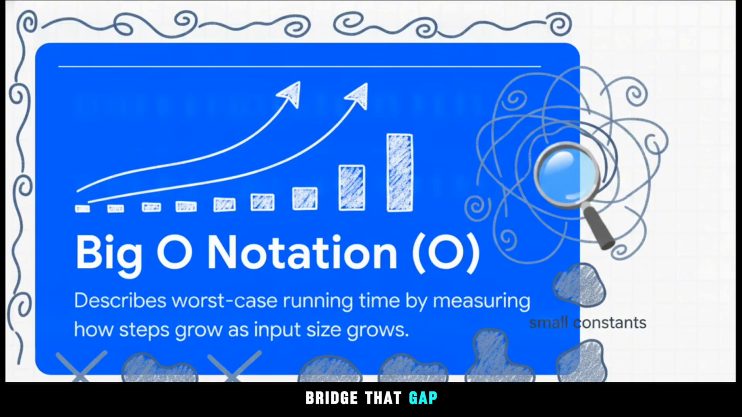To bridge that gap, computer scientists use something called Big O notation. We don't care about a few milliseconds here or there. We care about what happens when your data scales to millions or billions of items. Big O measures how the number of steps an algorithm takes grows as the input size gets larger. And because we're really only looking at that massive worst-case scale, we just drop the small constants. We don't bother writing O of 2n plus 10, we just write O of n, because what truly matters is the fundamental shape of that growth curve.